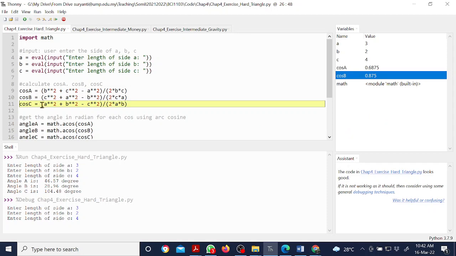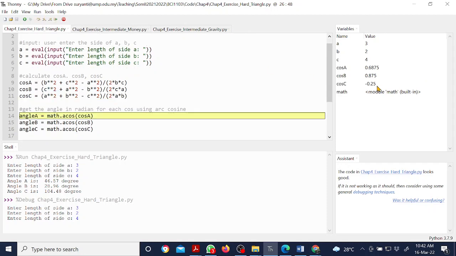Okay. Now we will calculate cos C. A is 3 power of 2. We will get 9. B 2 power of 2, we get 4. And then C, which is 4 power of 2, we'll get 16. And then we will calculate 2 times 3 times 2. Okay. And then negative 3 over 12. So we will get negative 0.25.